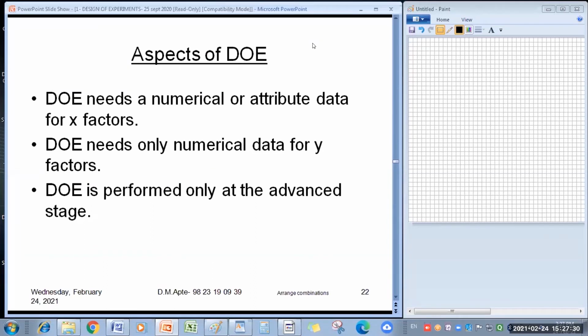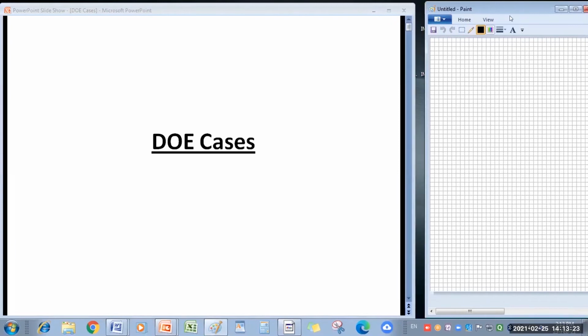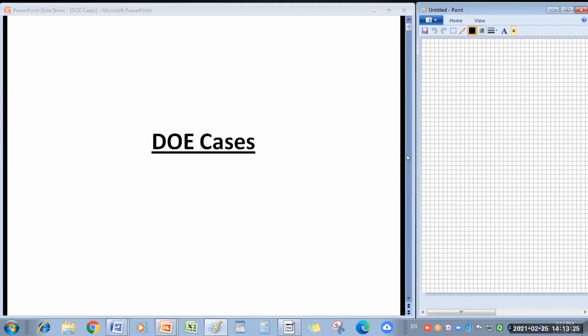Aspects of DOE. DOE needs numerical or attribute data for X factors. Always you must have numerical or attribute data for X factors. That will do. However, for Y factors, you should have numerical data only for DOE. I am putting this whiteboard also in case any explanation is required.